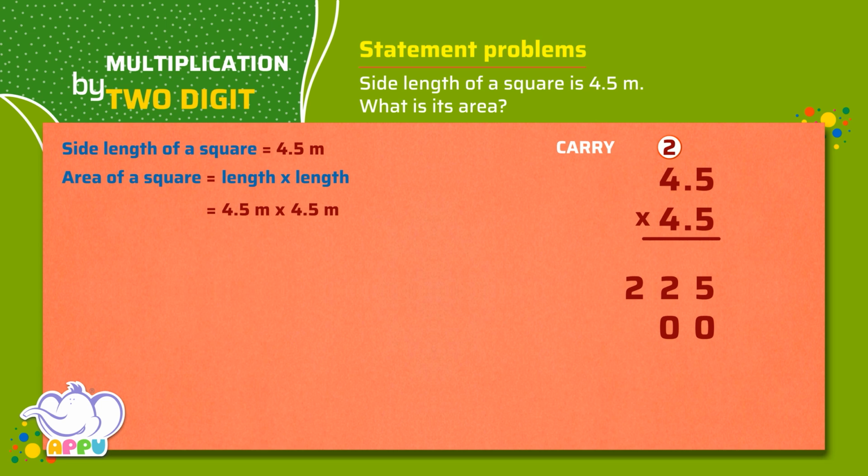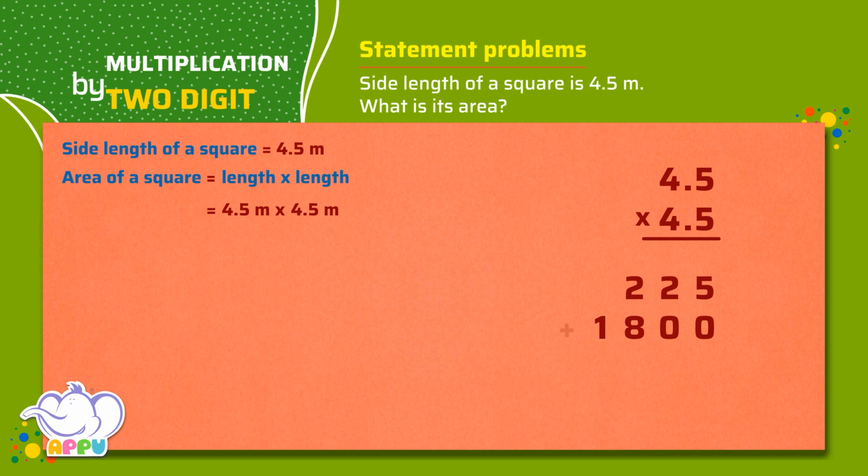Next, we multiply the number in the tens place by 4, which is 4 times 4 equals 16. Then add the carry to get 16 plus 2 equals 18. We write this in thousands and hundreds places.